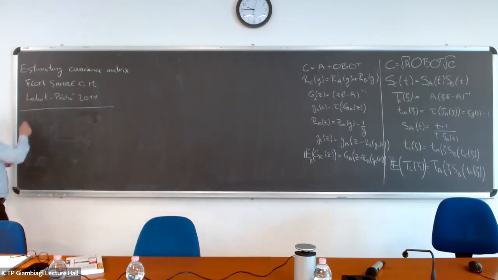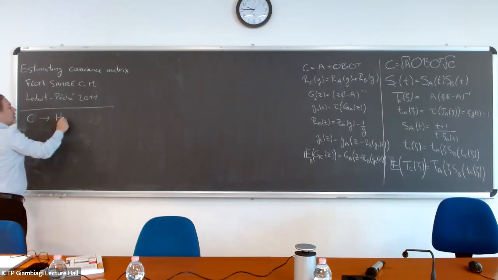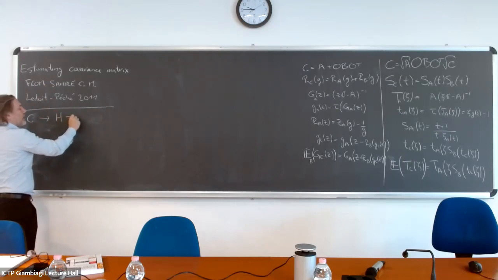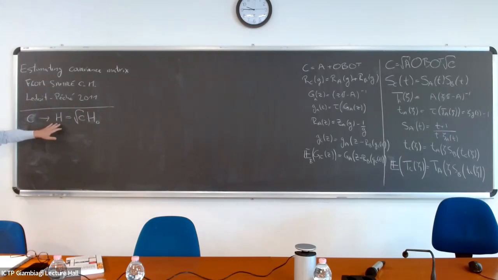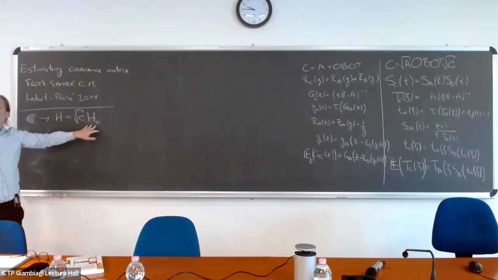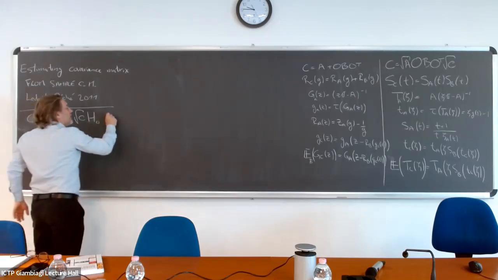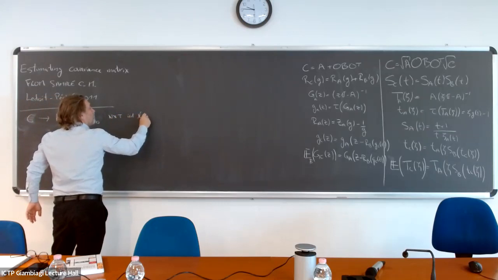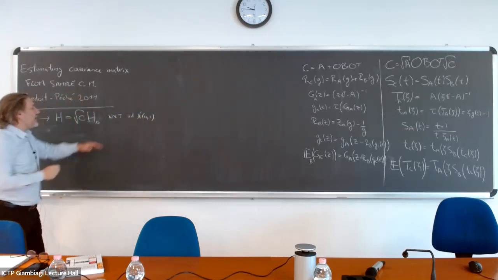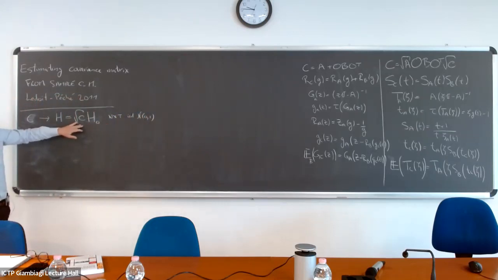So the direct problem is I have a matrix C that I know, and I measure some data H, and I convince you that you can model the data as square root of C H0. Okay, so H is some rectangular matrix where the columns have covariance C. Okay, and H0 is a white rectangular matrix. So H0 is just an N by T matrix of IID N(0,1).